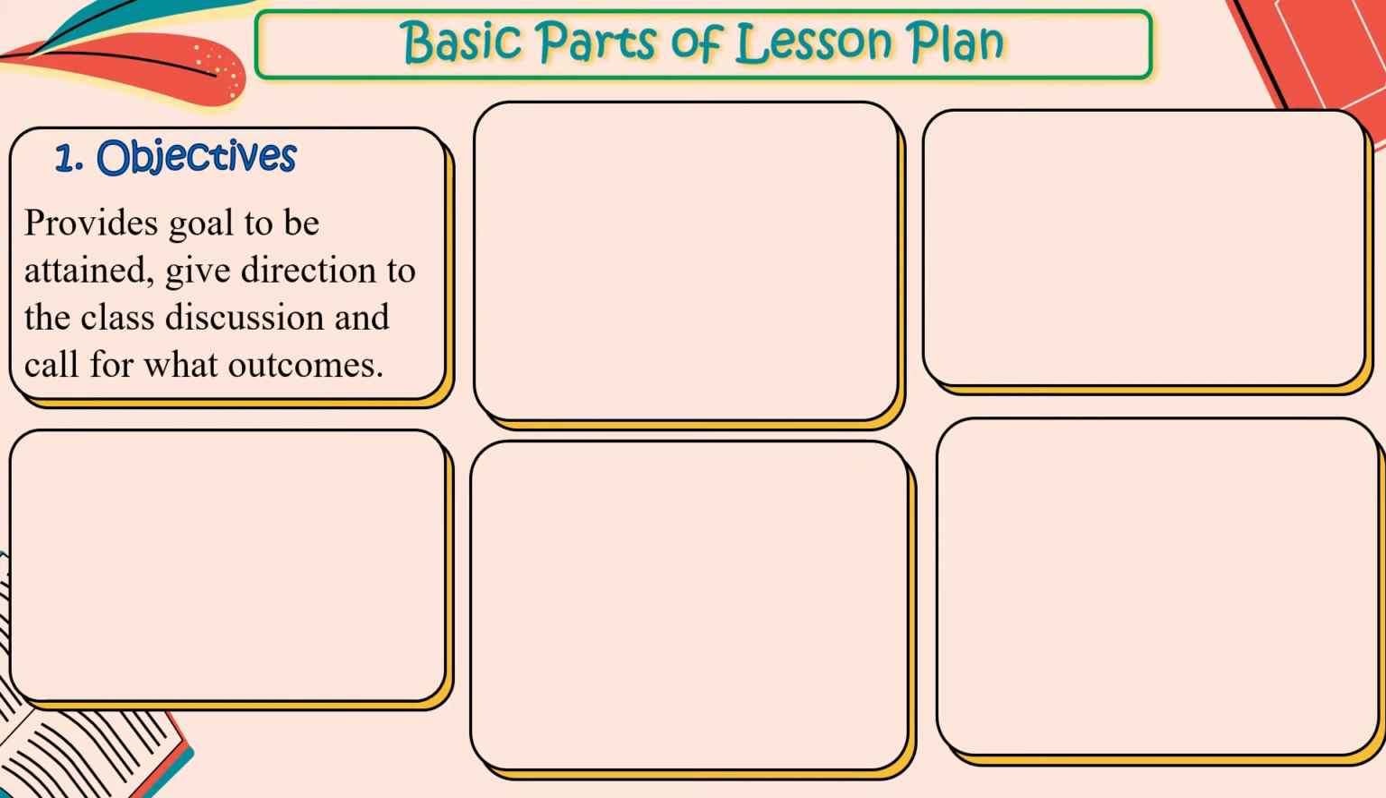First is objectives. They provide goals to be attained, give direction to the class discussion, and call for outcomes. Learning objectives are statements that describe what students are expected to achieve as a result of instruction. If students don't know what they should be able to do at the end of the class, then it would be difficult for them to get there.